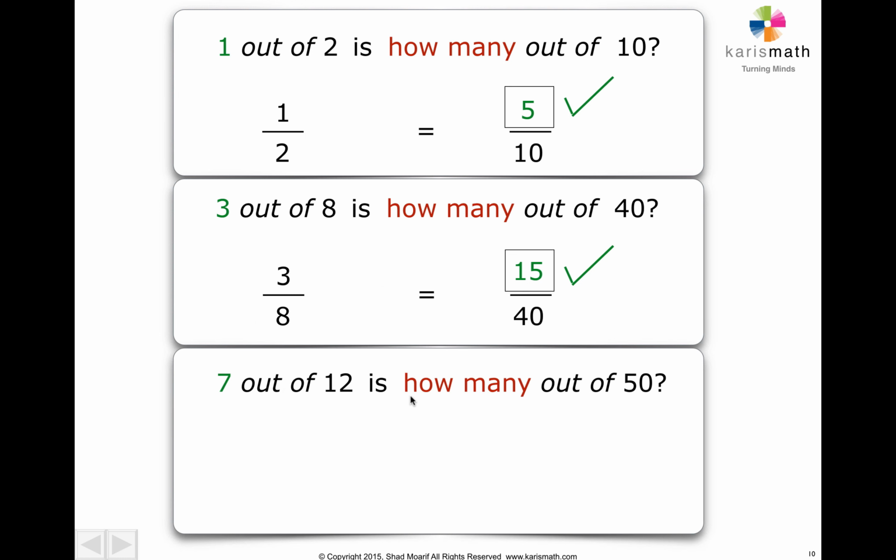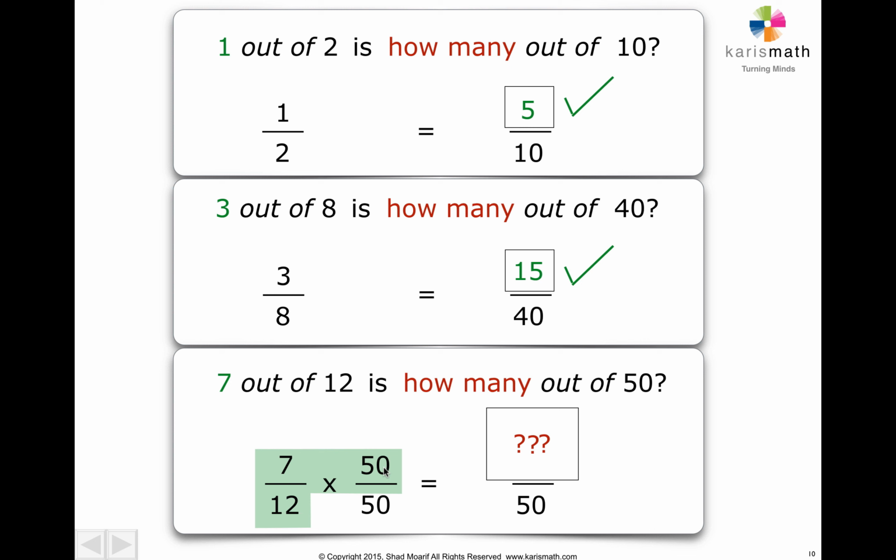7 out of 12 is how much out of 50? Not a problem. 7 out of 12, what will you do now? What will you multiply this with? Yeah, here we multiplied it with 10 out of 10. For 40, we multiplied it by 40 out of 40. For 50, we multiplied by 50 out of 50. Keep this 50 alone and just do 7/12 times 50.